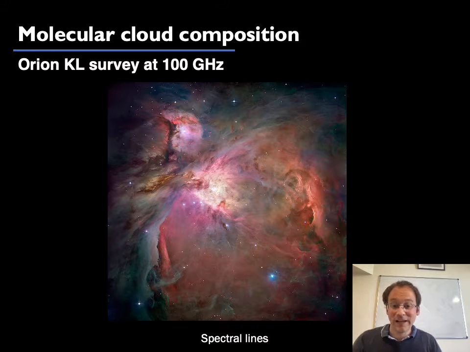An example of a molecular cloud is this beautiful Orion Kleinmann-Low nebula that we see here. Now, a survey was undertaken of this star-forming region using the IRAM 30-meter telescope at 100 gigahertz, to detect the molecular gas associated with this region of star formation. 100 gigahertz is important because that's roughly the frequencies where we expect to detect many molecular spectral lines. So let's see what one of these spectra looks like from those observations.